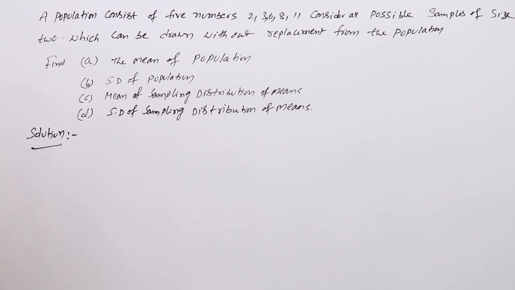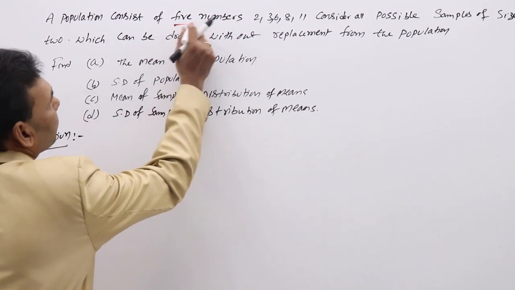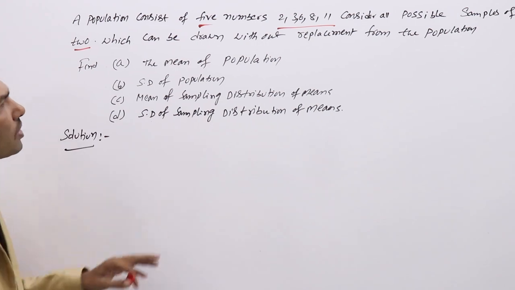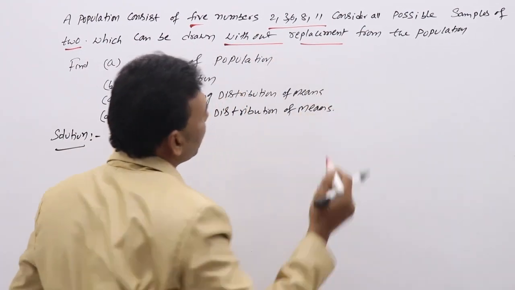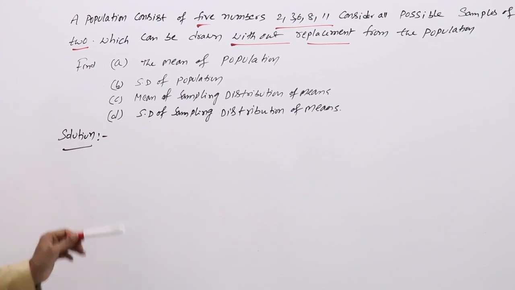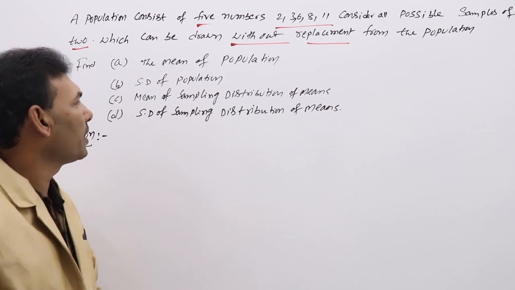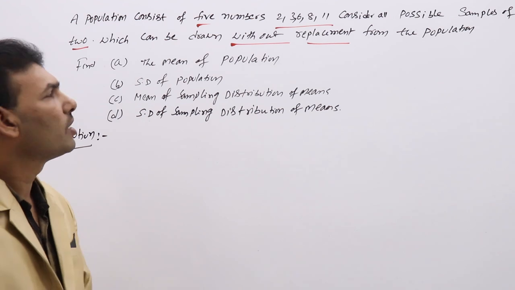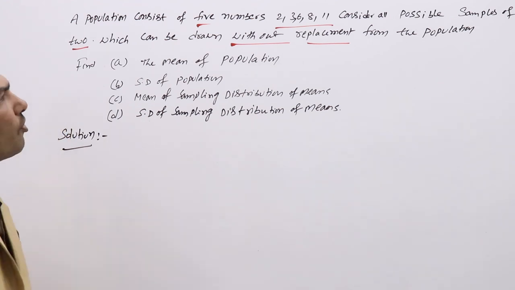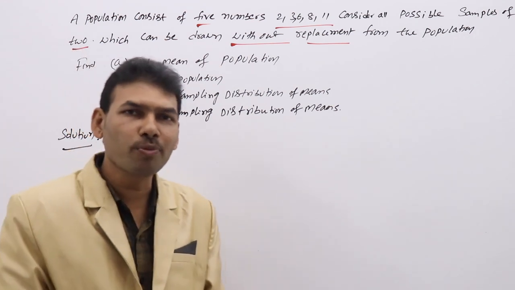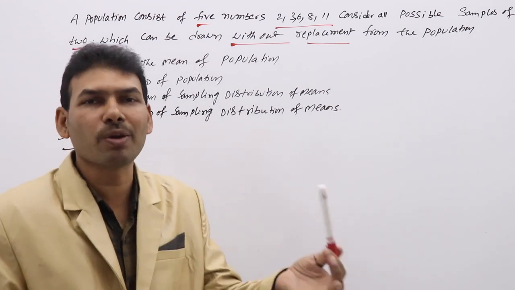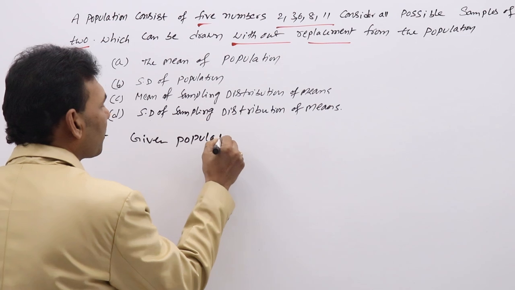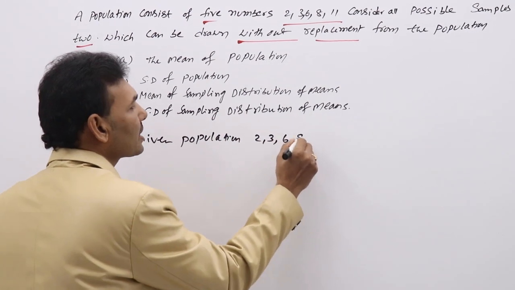A population consists of 5 numbers. The numbers are given: 2, 3, 6, 8, 11. Consider all possible samples of size 2 which can be drawn without replacement from the population. Next we need to find the mean of population, SD of population, mean of sampling distribution of means and SD of sampling distribution of means. Before going to the actual evaluation, first we need to prepare samples of size 2 from the given population. So the given population is 2, 3, 6, 8, 11.